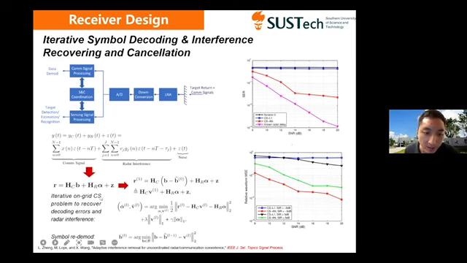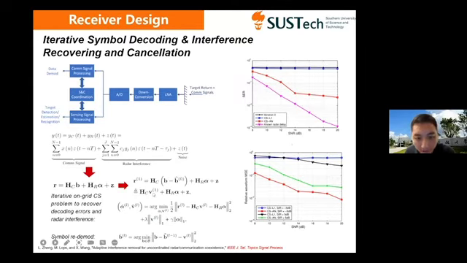For example, we have this B as the symbol to be decoded, and HC can be the communication channel, and this alpha can be the radar interference to be recovered from some dictionary, H alpha, HR. So we can first decode this B, get a B hat 0, and subtract this decoded signal. Obviously we'll have an error here. This error we call V.